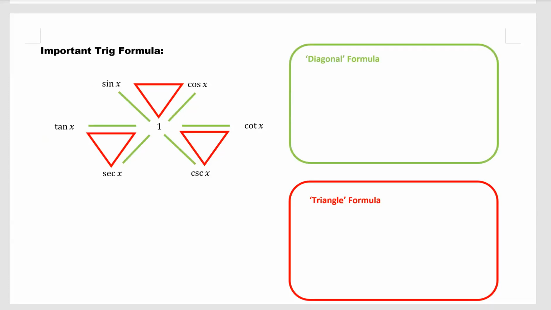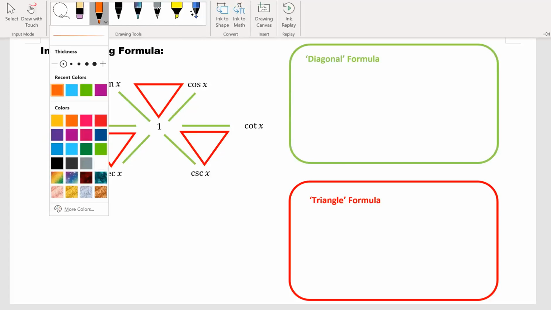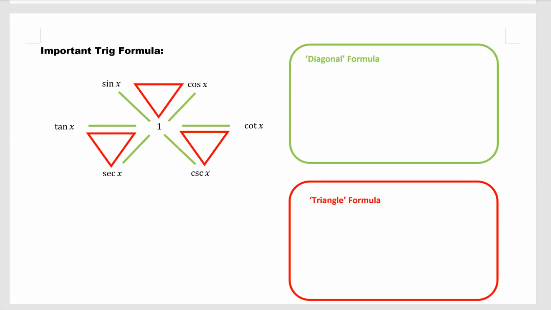Okay, what's the power about this hexagon? Do you see we have 3 diagonals? Yeah, this one, this one, and this one. So we have 3 diagonals. What's special about the diagonals? The product of the 2 ends equals the middle one. So let's look at this one. The product of the 2 ends equals the middle one. So we have sine x times cosecant x equals 1. Right? That's why I know cosecant x is 1 over sine x.